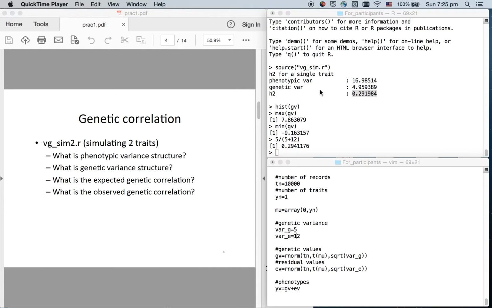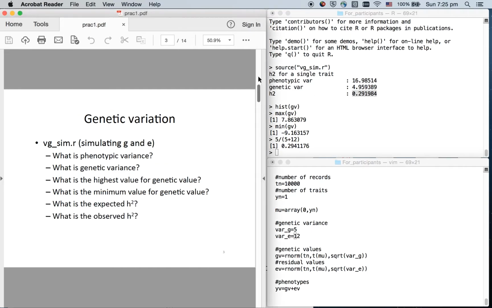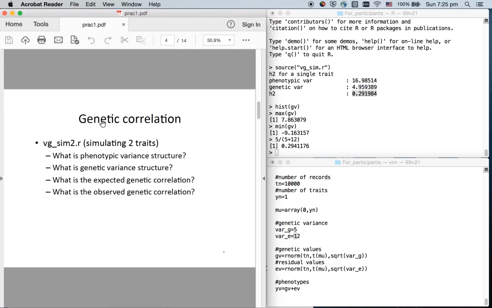Next question. Okay, so we have done this one. So yeah, next question. This is about genetic correlation. Although we didn't really mention genetic correlation, in the simulation we can have a brief look at how to simulate two correlated traits. Then let's have some practical on that.